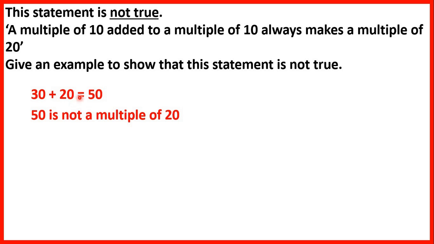There are lots of possible answers for this question. So if of the tens digits, one of them is odd and the other one is even, we'll have an odd tens digit in our answer. And for multiples of 20, the tens digit has to be even because multiples of 2 are always even numbers.